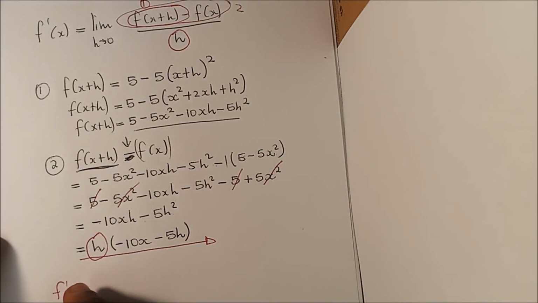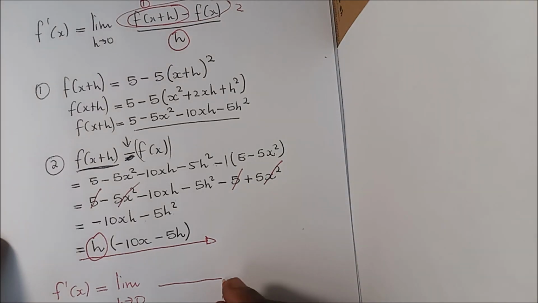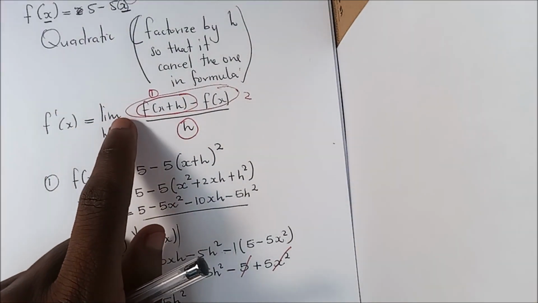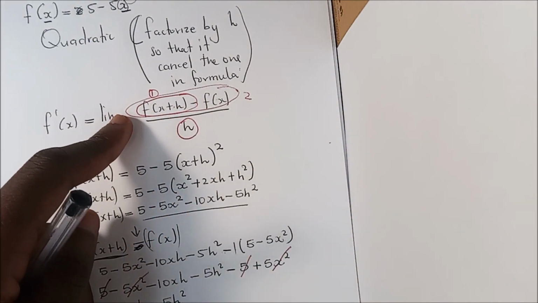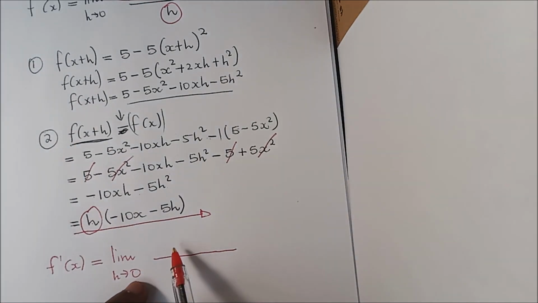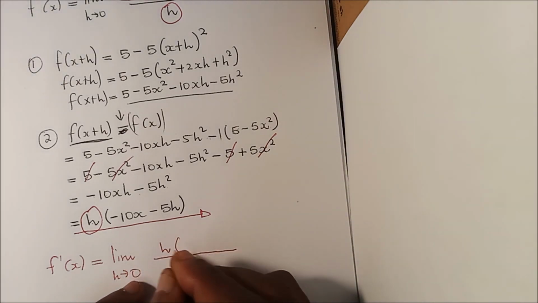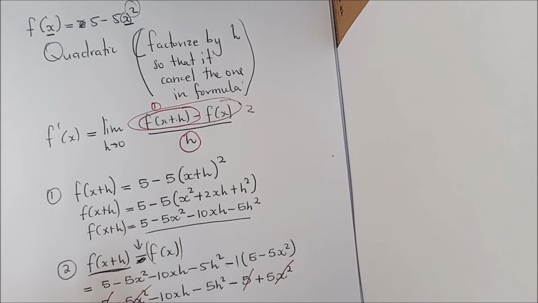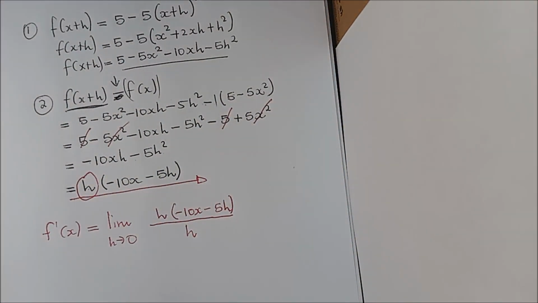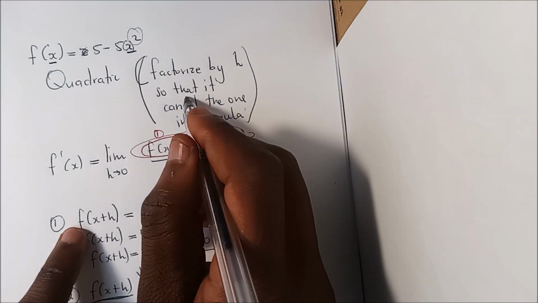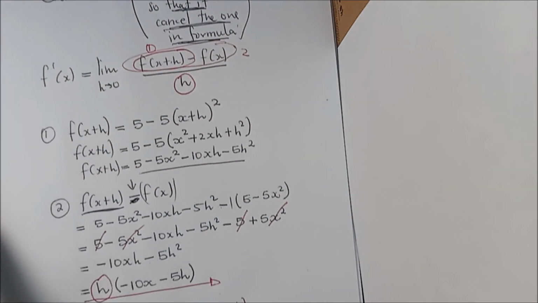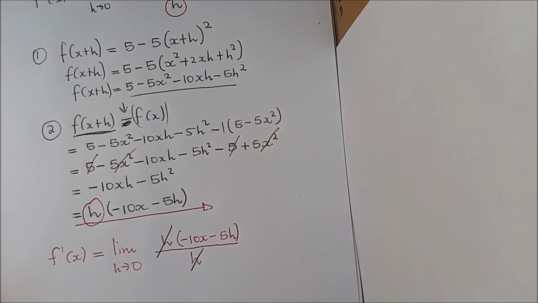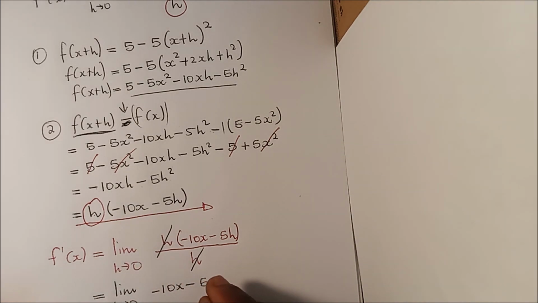Now let's go to the formula. Don't ever forget to write the limit as h goes to 0. That part is important. This is the formula. What is f of x plus h minus f of x? We have that part because we found it in step 2. The numerator from the formula is h into negative 10x minus 5h, and from the formula we have over h. So the h we have factorized by will cancel the one in the formula. We'll be left with the limit as h goes to 0 of negative 10x minus 5h.